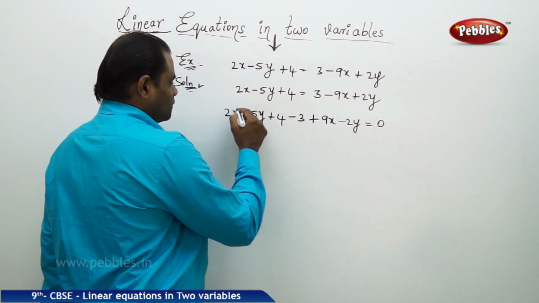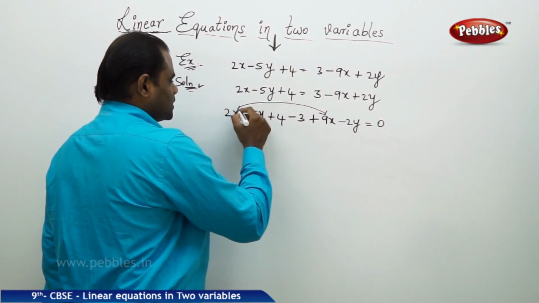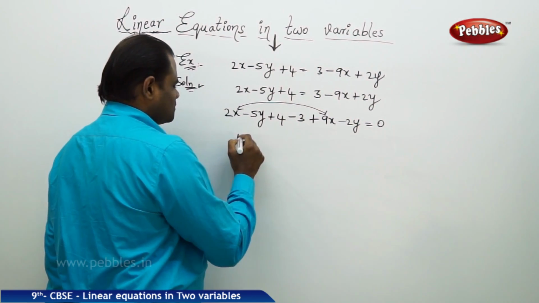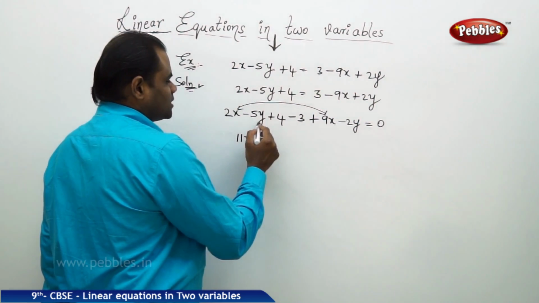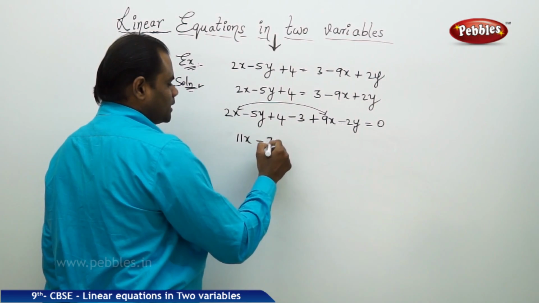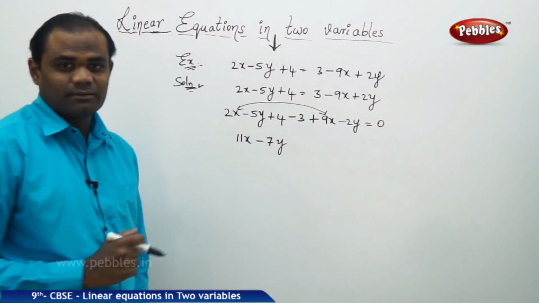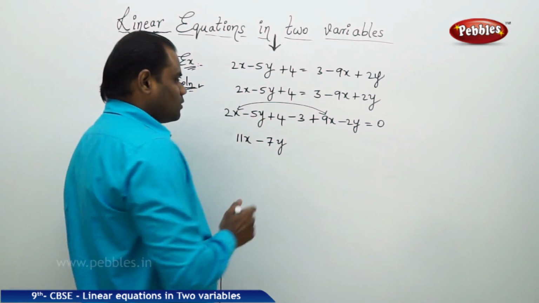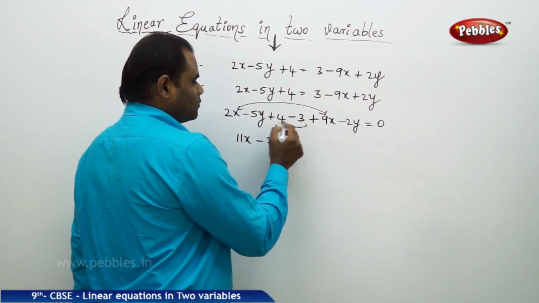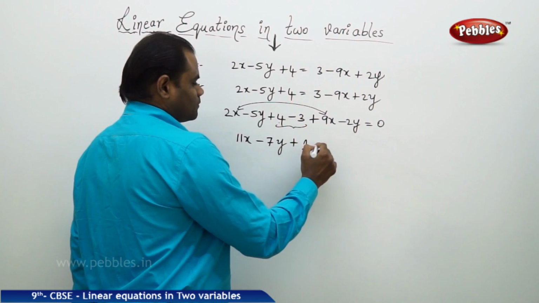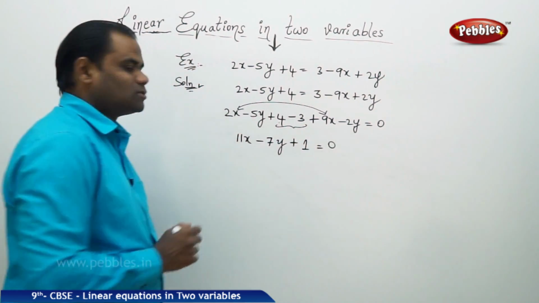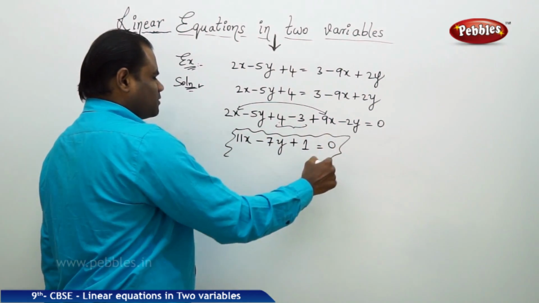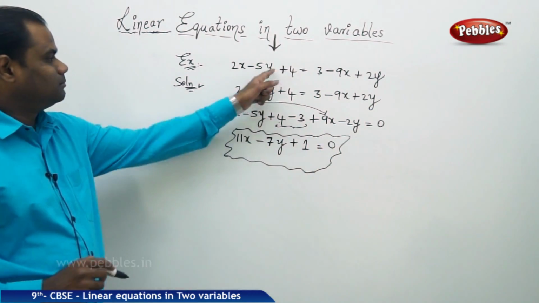Now let's simplify, where my 2x and 9x are added to give 11x, and minus 5y and minus 2y are added to give minus 7y, because minus 5 minus 2 is minus 7. Then the constants are added, 4 minus 3, which is 1, equal to 0. So this is now the most simplified equation of the given problem.